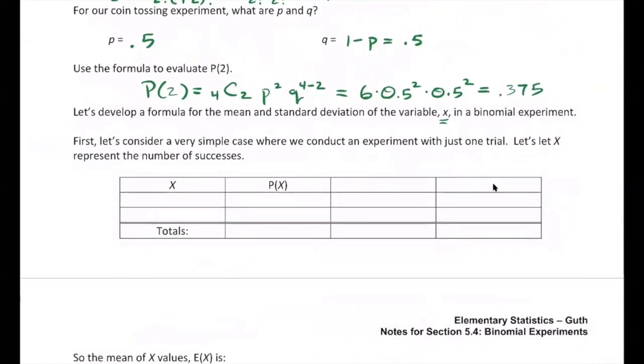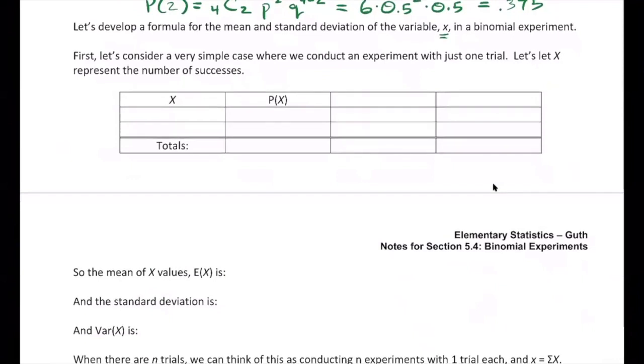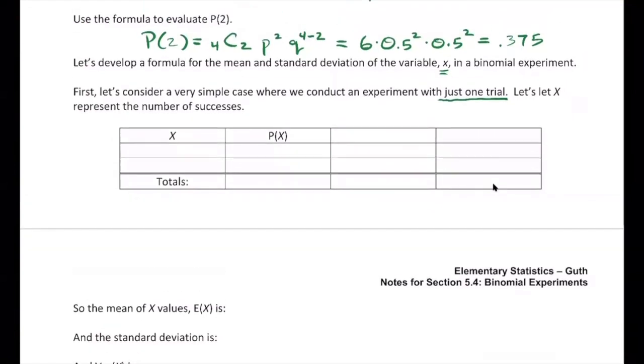So I'm about to do a theoretical development. And it's easiest to prove the mean and the standard deviation by looking at the simplest possible case. And so we're going to do the binomial experiment again, but with just one trial. Okay, X is going to be the number of successes. If you're only tossing one coin, you can either get 0 heads or 1 head. So those are the outcomes. X can be 0 or 1 successes.